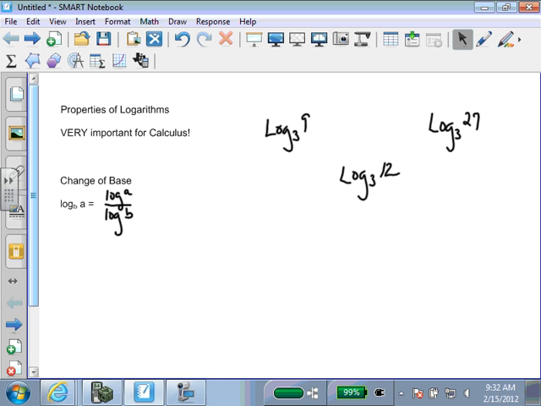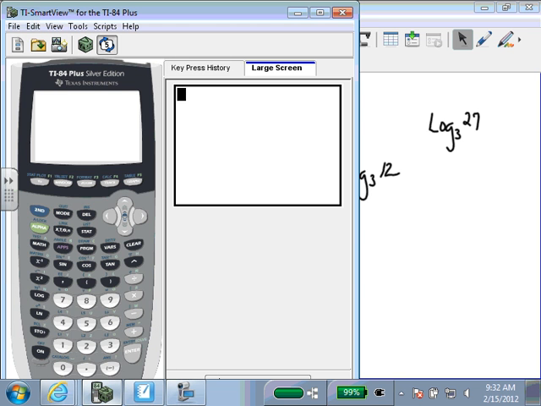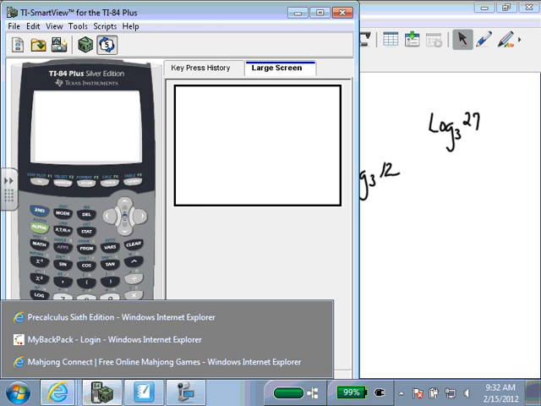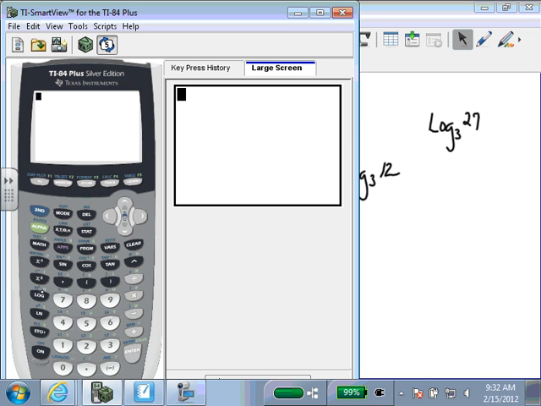Why would you want to use this? Well, if you look at your calculator, you'll notice that it does base 10 logs, because that's your log key, and it's associated with its inverse 10 to the x, and it does natural logs. It doesn't do base 3 logs, or base 5 logs, or base 7 logs. So if I wanted to use my calculator to find a log that I don't know, I would have to write it as a base 10 problem or a natural log problem.